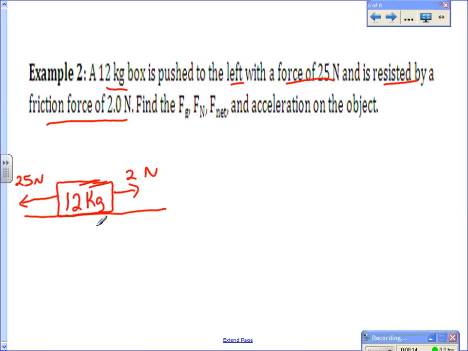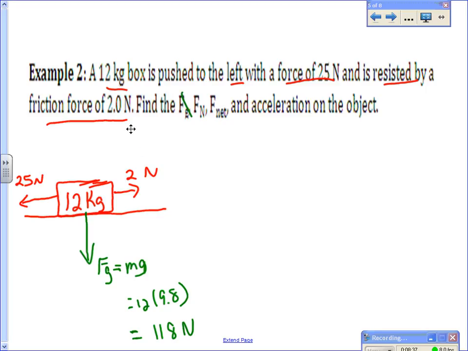I'm going to find gravity first. That's going to be down. Force of gravity equals mg, where it's 12 times 9.8. Put that in your calculator. Pause the video if you need to. It's going to be 118 newtons. So we did Fg. The normal force is going to be directed upward from our tabletop or ground, and the normal force is going to be equal to the force of gravity, and that's going to be 118 newtons.